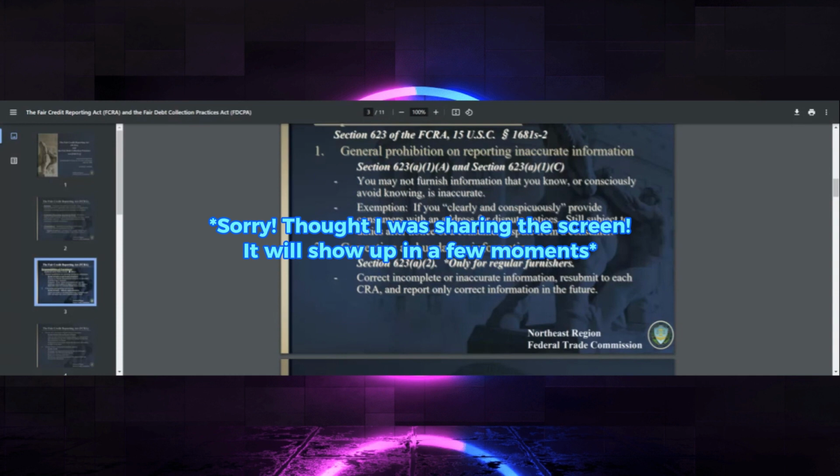Reporting old debts or re-aging. Re-aging is a huge violation of your rights under the FCRA. Report an account that is active when it was voluntarily closed by a consumer. That's major. I see that all the time. Reporting certain information that's more than 7 years old, like lawsuits or 10-year-old chapters.